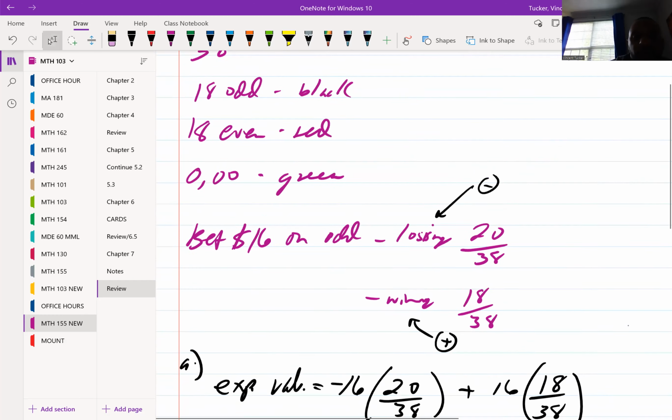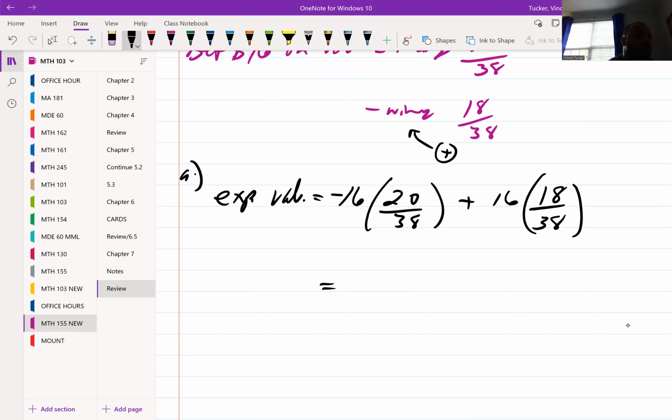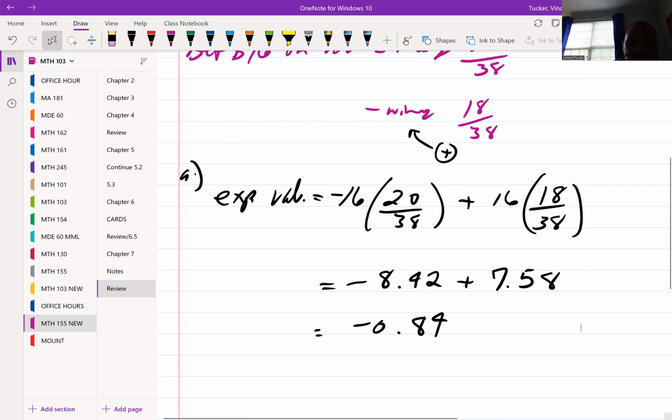Let's see, bet 16. Divided by 38 times 16, it's going to be negative 842. Divided by 38 times 16, there's 758. That gives negative 0.84. We're not rounded, no, 0.84. All right, let's see if that's the value they're looking for. Yep, that's A.